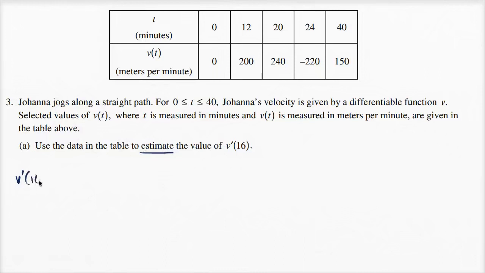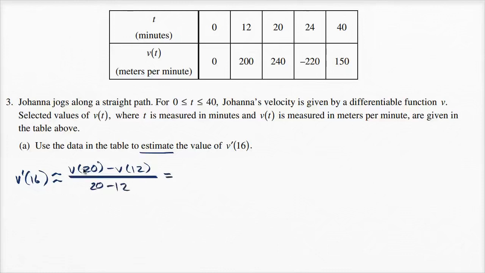We can estimate v prime of 16 by thinking about our change in velocity over our change in time around 16. They don't give us v(16), but they give us v(12), they give us v(20). So let's figure out our rate of change between t equals 12 and t equals 20. Our change in velocity is going to be v(20) minus v(12), and our change in time is going to be 20 minus 12.